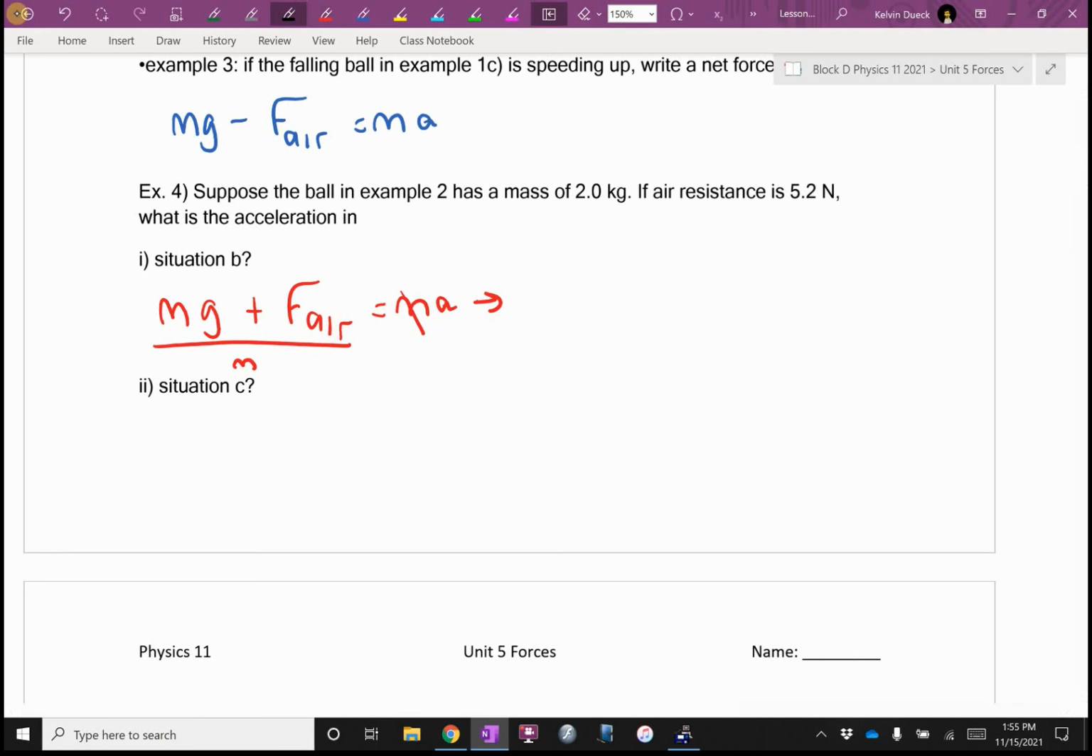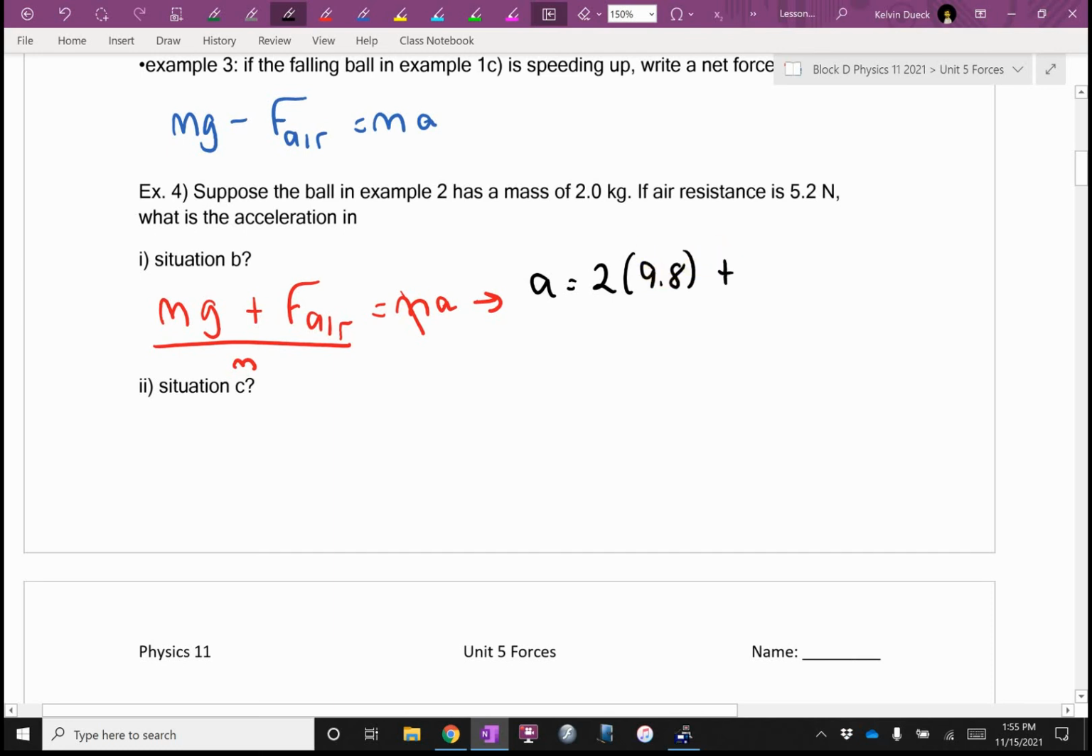So let's plug in the numbers. A equals, Ashley, what's M? 2. What's G? Do I need to put the negative in? No, I took care of that with my setup.